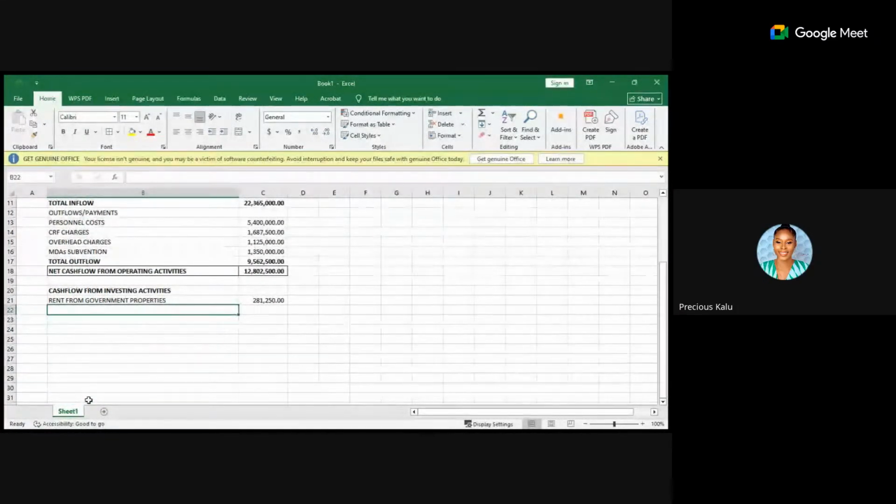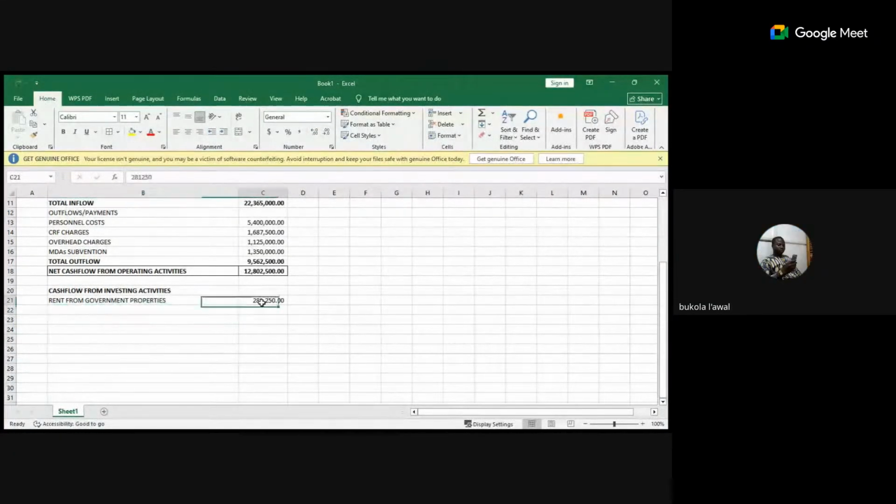No, it's not correct, sir. Which one is not correct? The rent from government property is 213,750. Okay, where did I see 281? Sorry, it's another figure than my eyes were seeing. Okay, sorry. Rent from government properties 213,750.